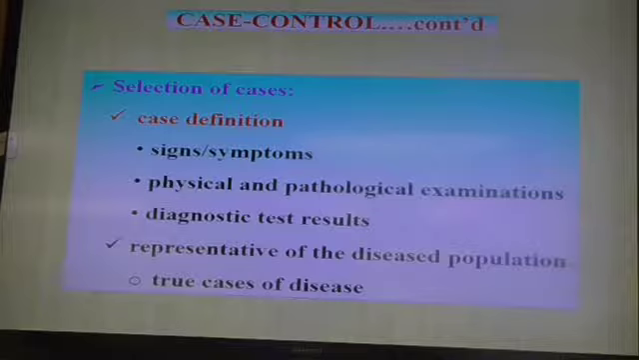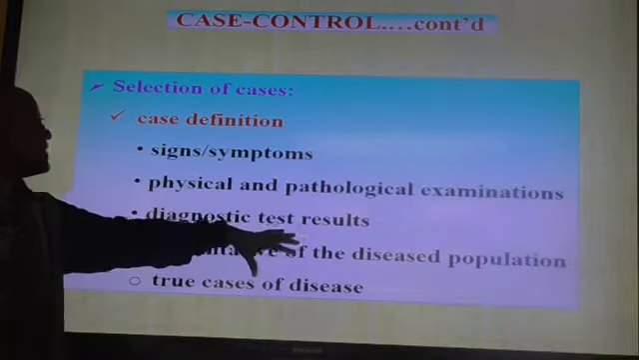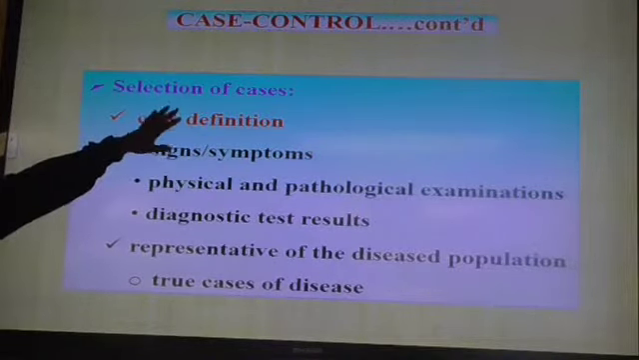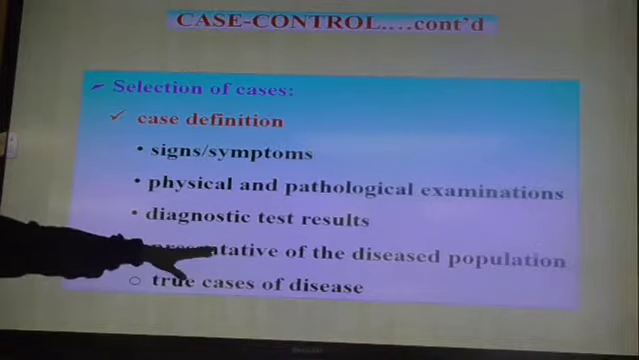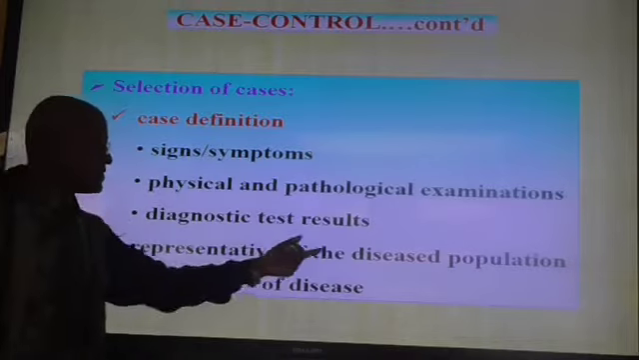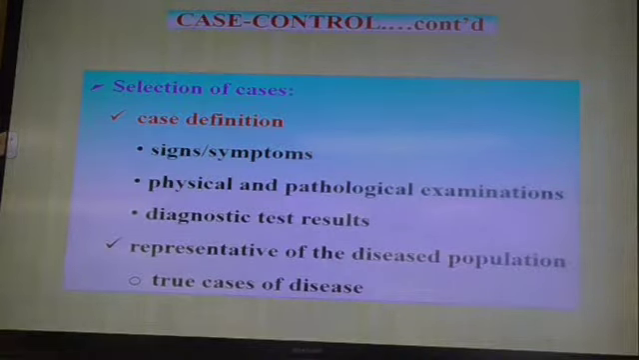In case control study, we are looking for what? For really an average case, a case that represents the whole disease population. Because we are using a case definition here, all individuals that are selected should satisfy that case definition. So all the cases should be representative of the disease population, because we are selecting cases from this disease population. So we are looking for true cases of disease.